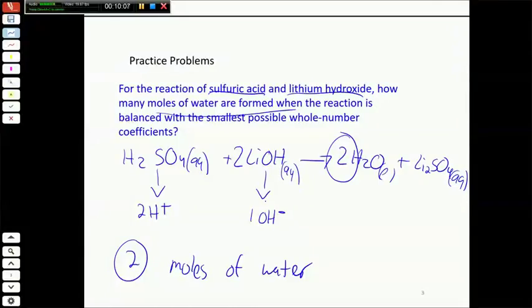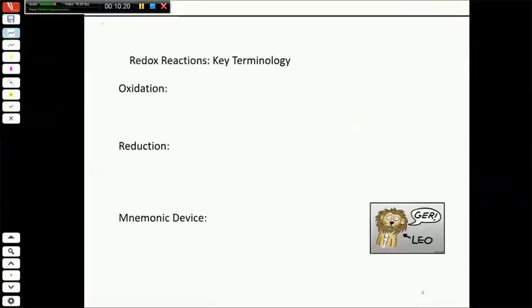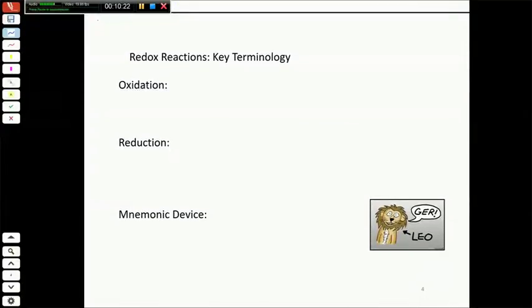All right, any last questions on acid, base, or precipitation reactions before we move on to the third and final category of aqueous reactions we're going to discuss? All right, so the last thing we're going to talk about are called redox reactions, which is shorthand for reduction oxidation.